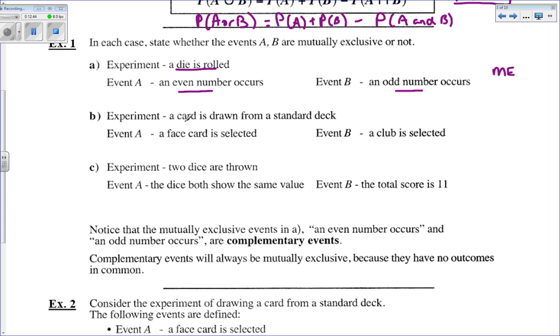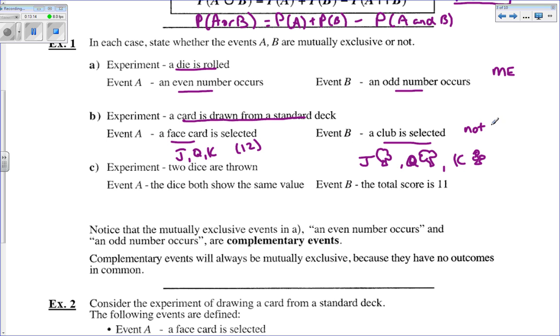A card is drawn from a standard deck. We have a face card, which would be Jack, Queen, King, but there's 12 of them, one of each suit, or a club is selected. So there is a Jack of clubs, a Queen of clubs, oops, my drawing is not going so well here, that's a Queen, and a King of clubs. Anyway, so these, because we have face cards that are clubs, these are not mutually exclusive.